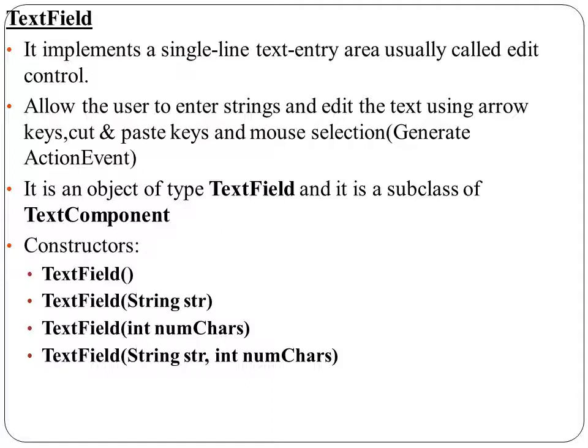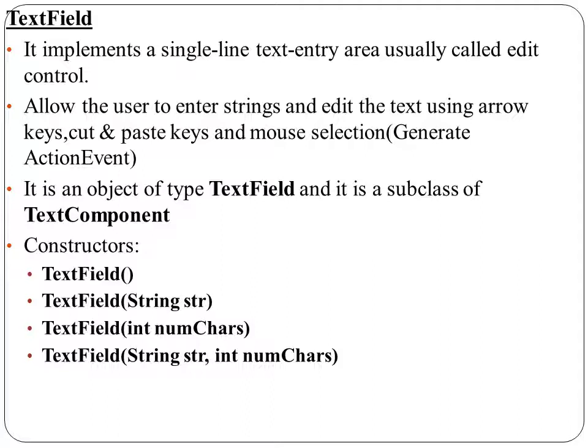Then the next control is the text field. You all know what a text field is. It is also known as a text box, and we can make a single line text entry. This is a single line text entry area. It allows us to enter strings, and also edit the text using arrow keys. We can copy or cut text. It also supports mouse selection. It generates an action event.